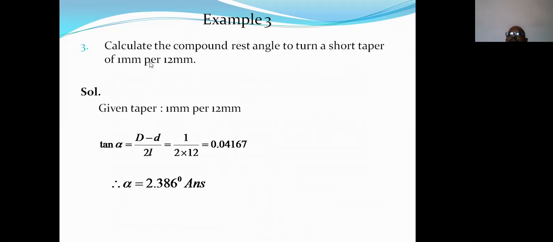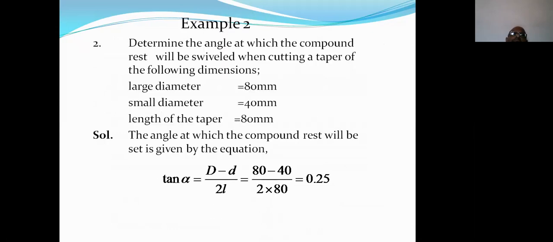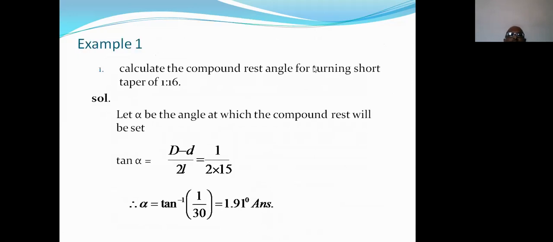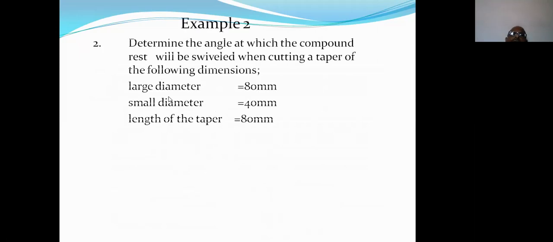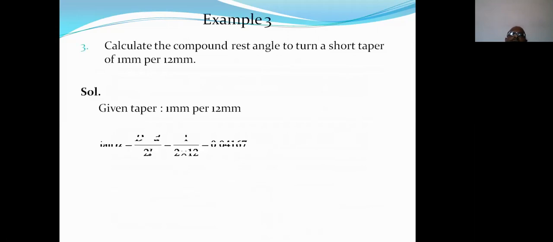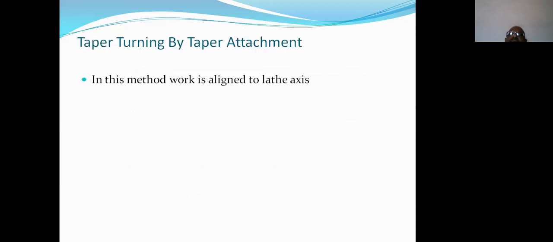This type of method is also asked in examinations. In the first one, observe, this is the 1:16 ratio. That means for a length of 16 mm, the change in diameter is 1 millimeter. So half of that means 1 by 2, which is 0.5, divided by the total length of 16 millimeter. So the third method is also similar to the first method. Directly we consider the length, and the angle decreases for a particular length.